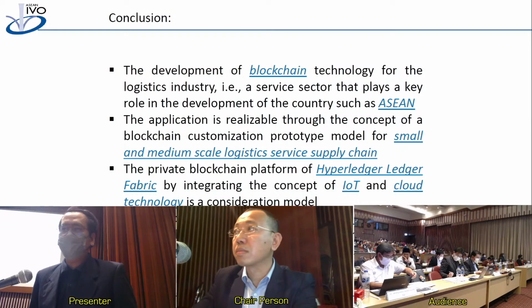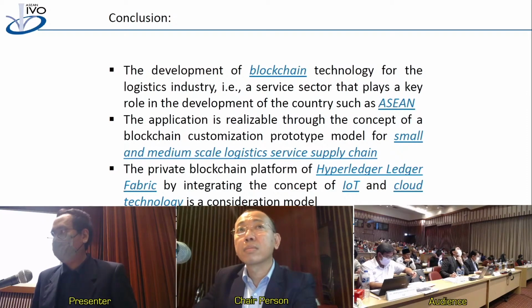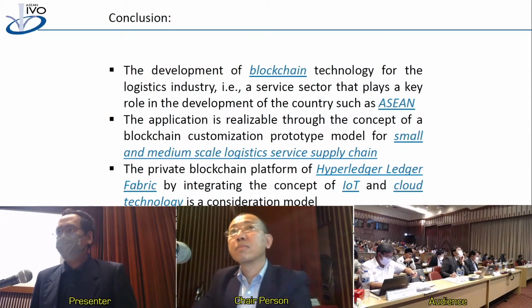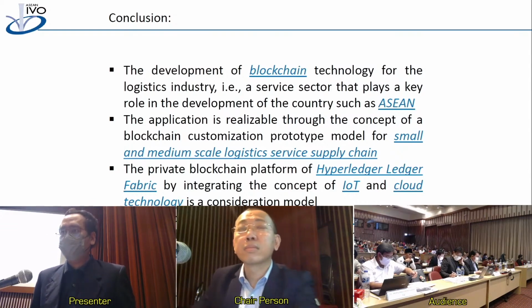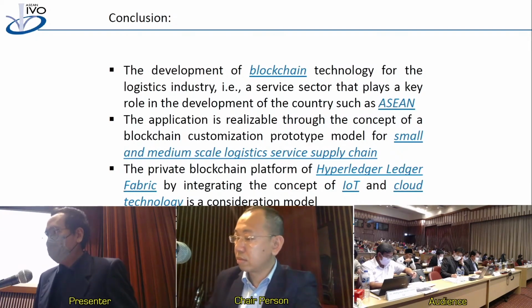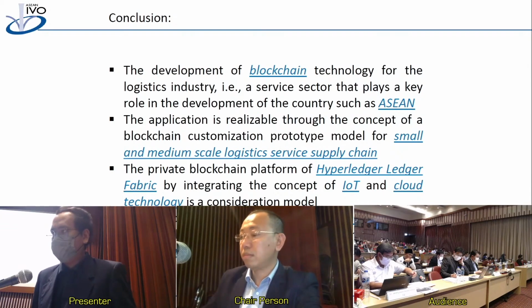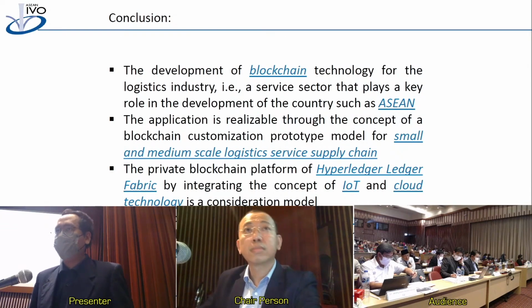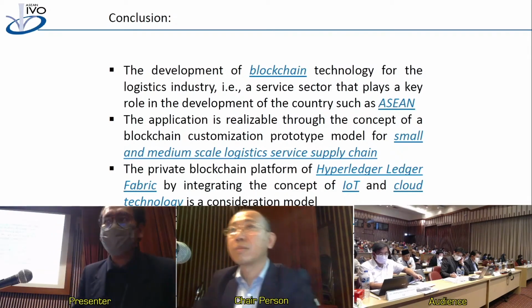For example, for customs, when the logistic service provider moves the cargo across borders. I think if this blockchain can show its performance when we kick off this prototype, the government may support the business, and there may be more benefits to support developing blockchain technology for small businesses in the future. Thank you.